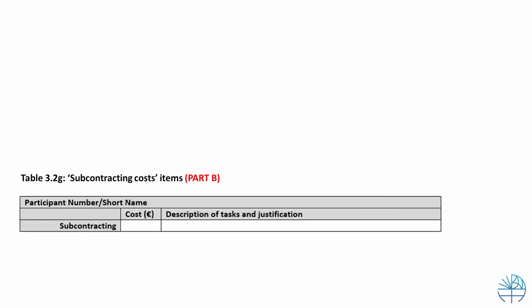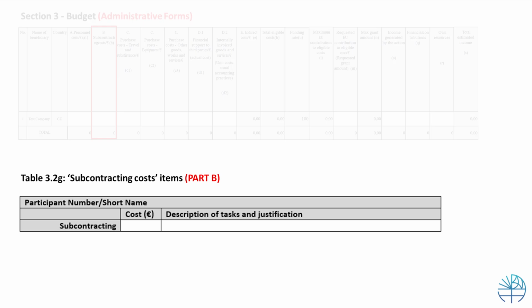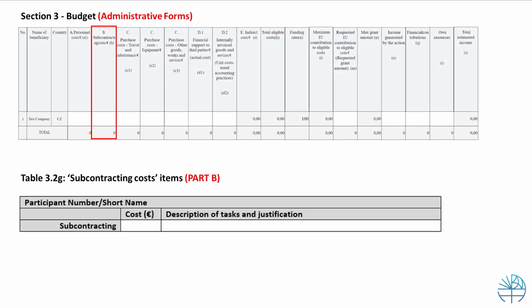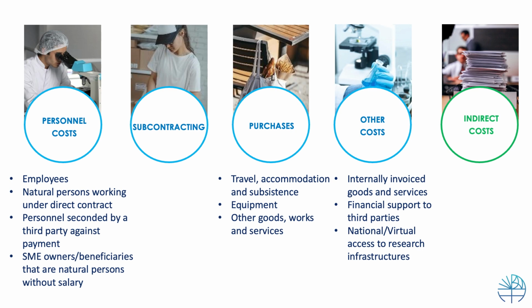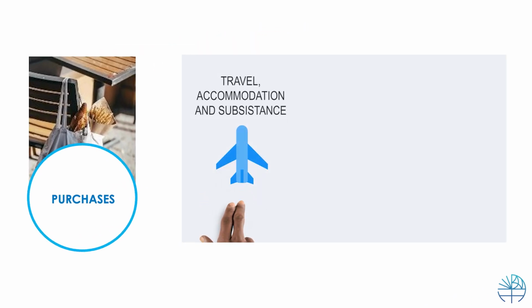Collaboration with subcontractors must be described in Part B of the project proposal without naming specific subcontractors. The subcontracting costs should also be quantified in the Part B budget table. Cost category purchases include travel costs, equipment, and other goods, works, and services. Travel costs cover the costs of project-related business trips, including those of external experts.